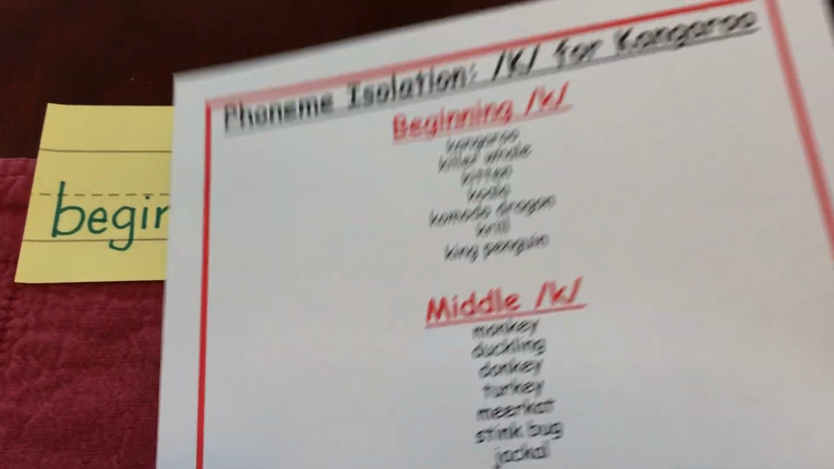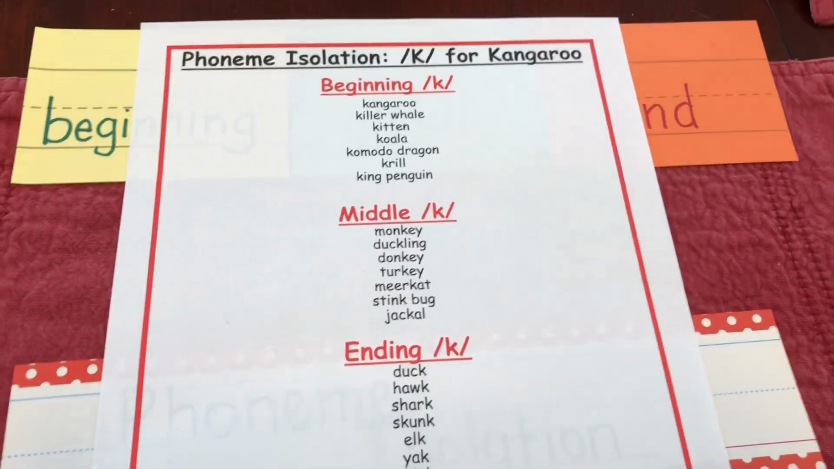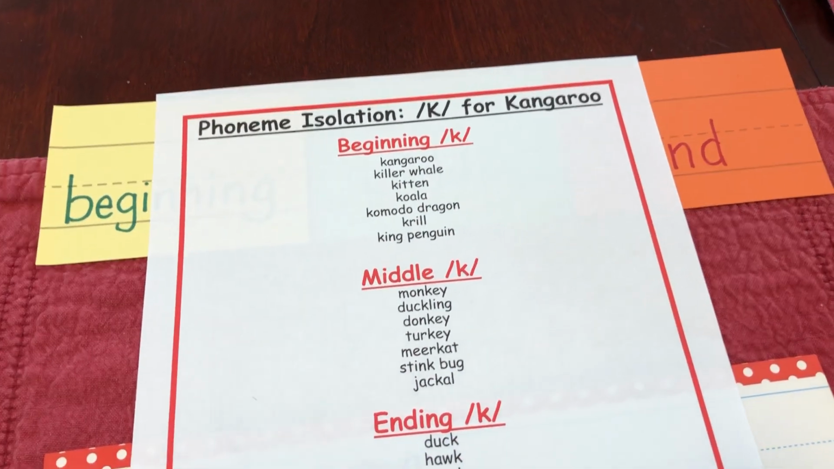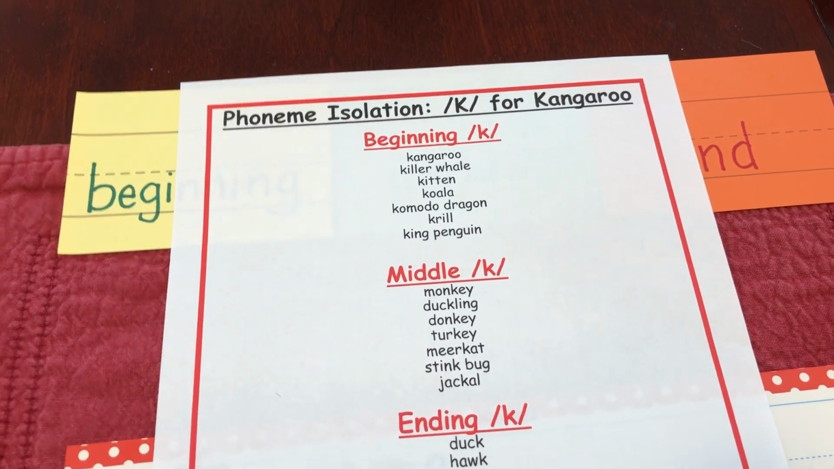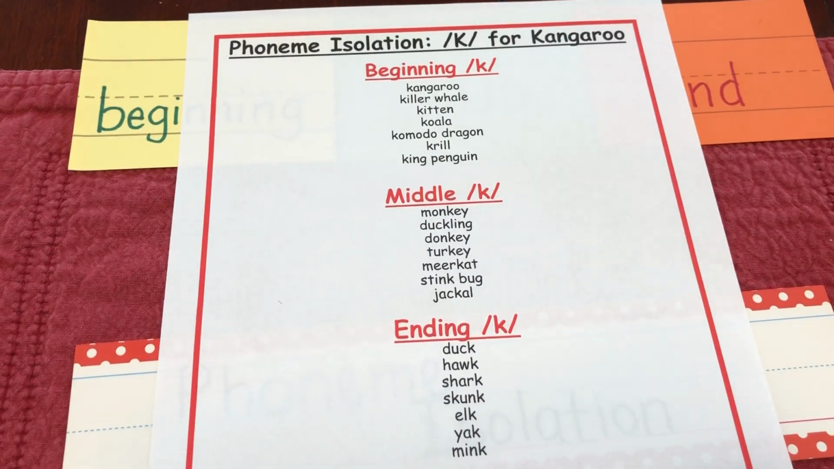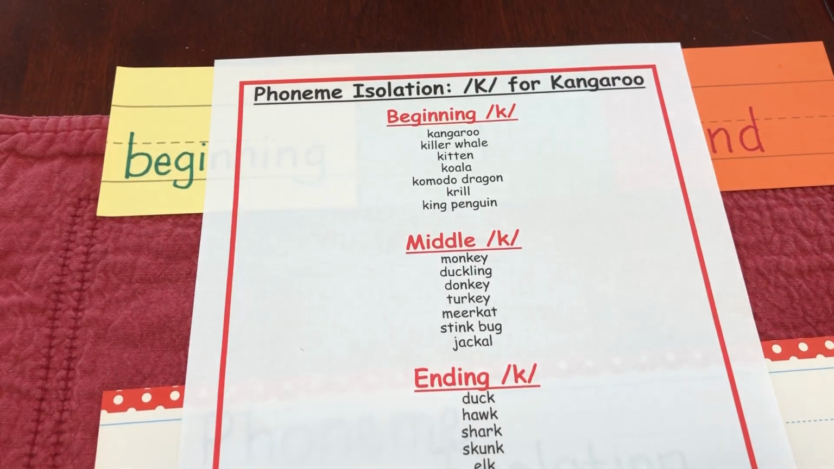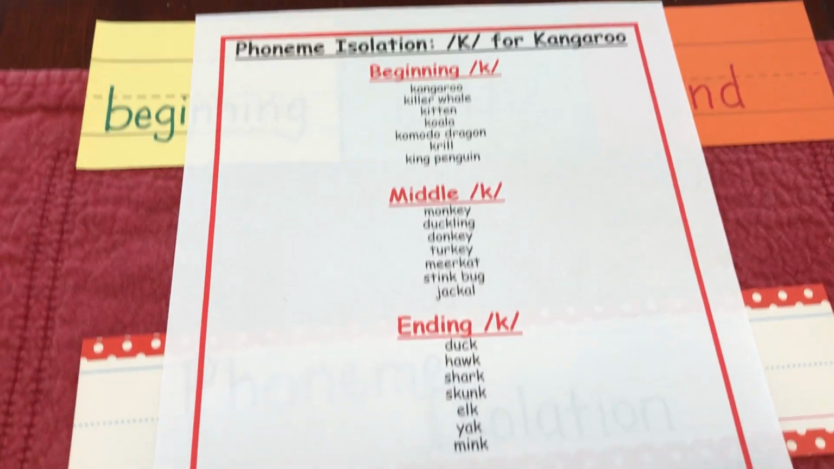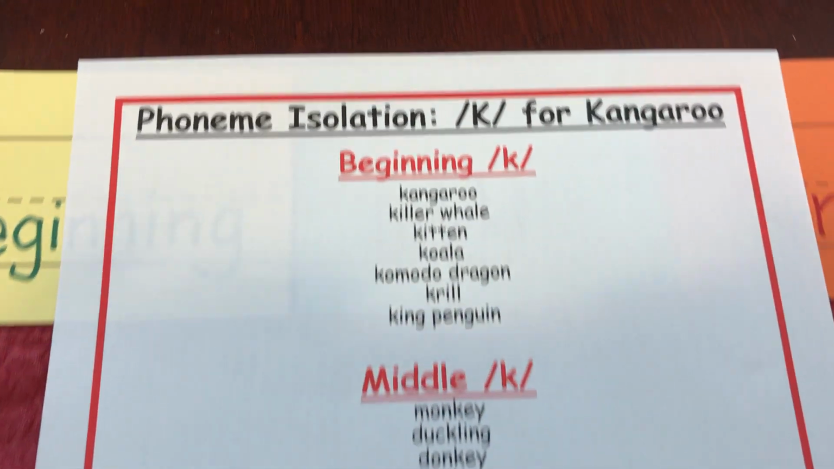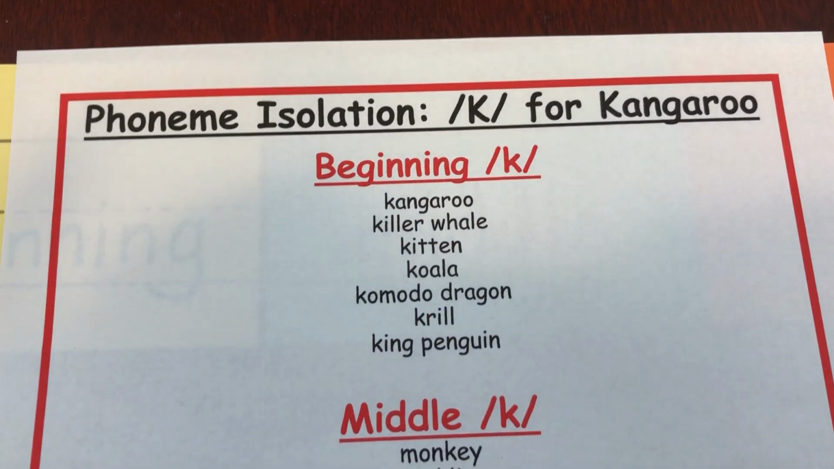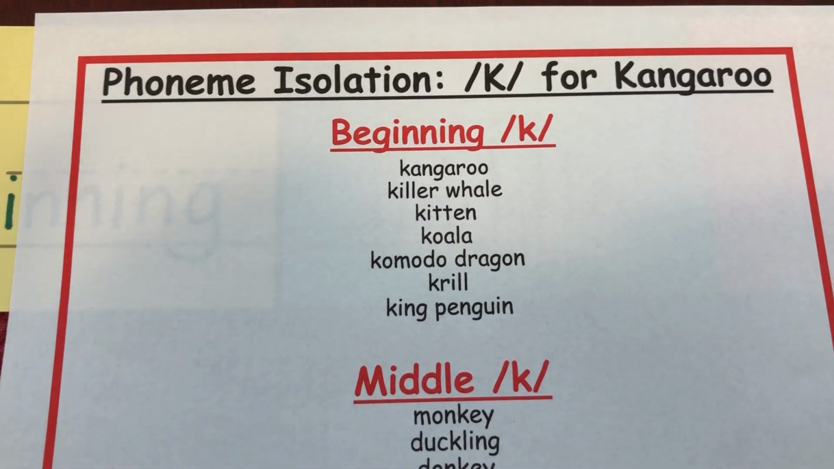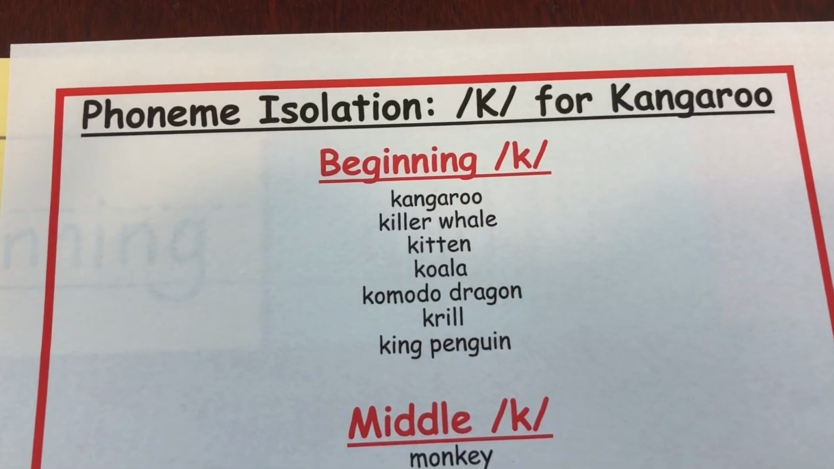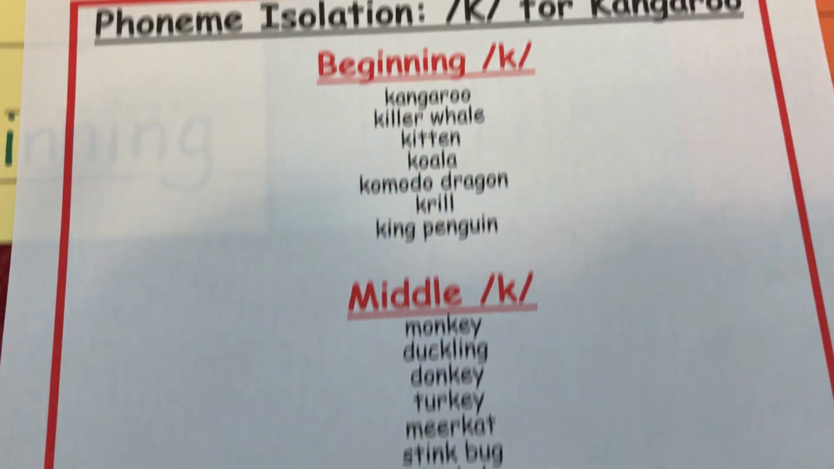If your child is ready to move on, here is an activity where we are looking for the k sound. Remember, k can be more than just the letter K. It can also include the letter C. So that's why we don't want to always talk about the letter K; we're looking for the k sound. That's right. Here are words. And look at the vocabulary. Kangaroo, killer whale, koala, Komodo dragon, kitten, krill, king penguin. Those are words that all have the k sound at the beginning of the word.